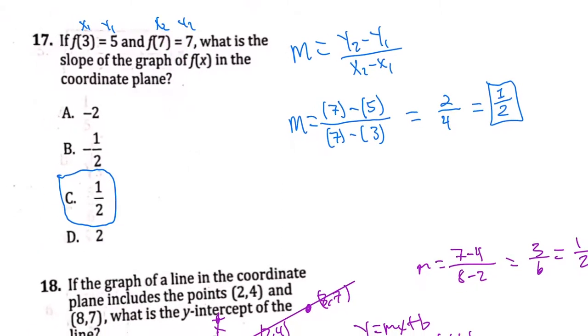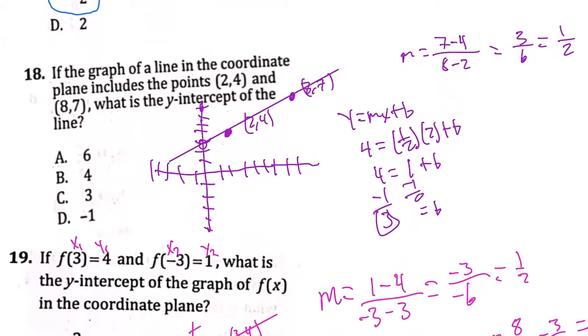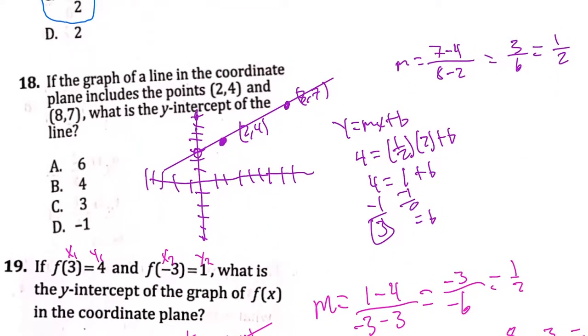Okay. The next one here, there are two ways to do this. I just wanted to show you both ways. If the graph of a line in the coordinate plane includes the points (2, 4) and (8, 7), what is the y-intercept of the line? What I did quickly here is I just drew a little graph, I plotted my points, and then I drew a line of best fit, right?